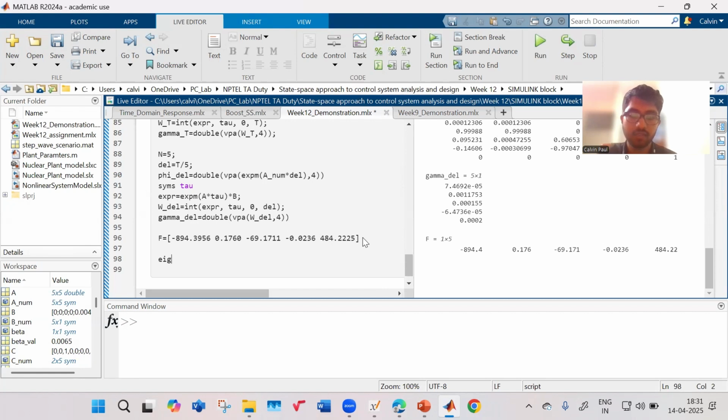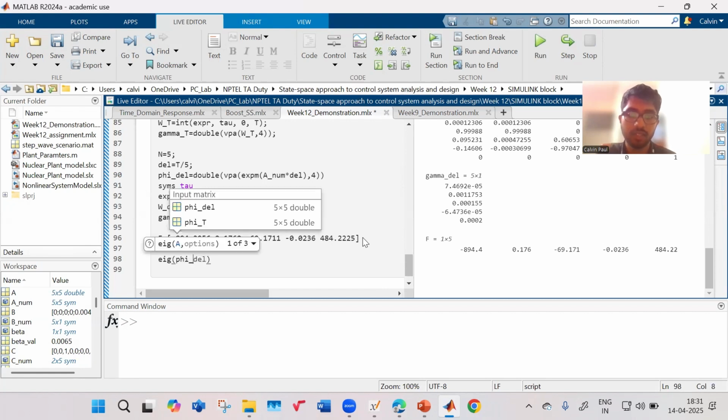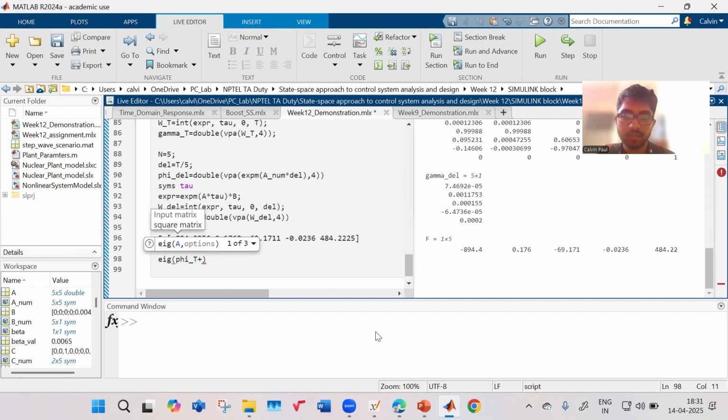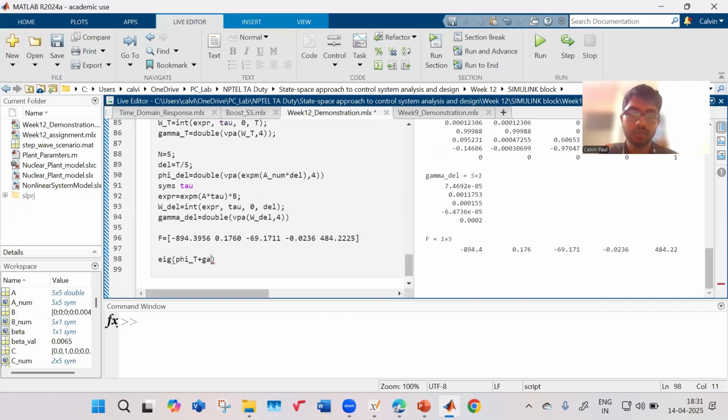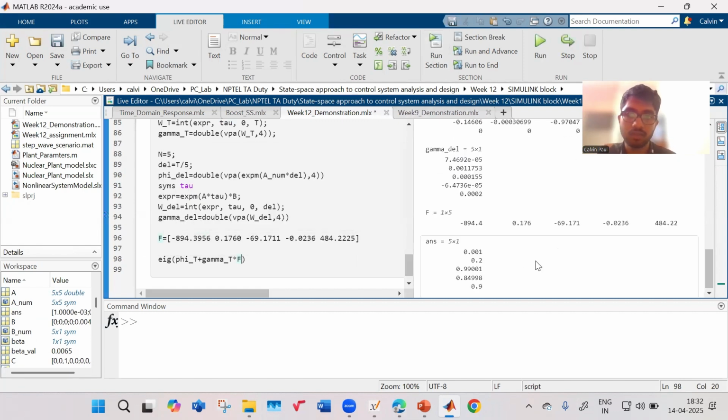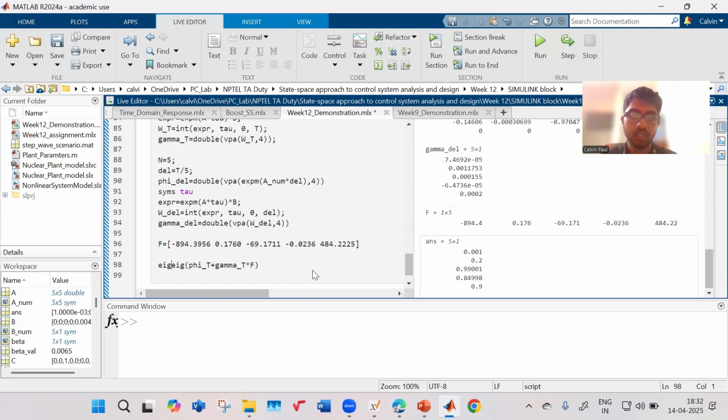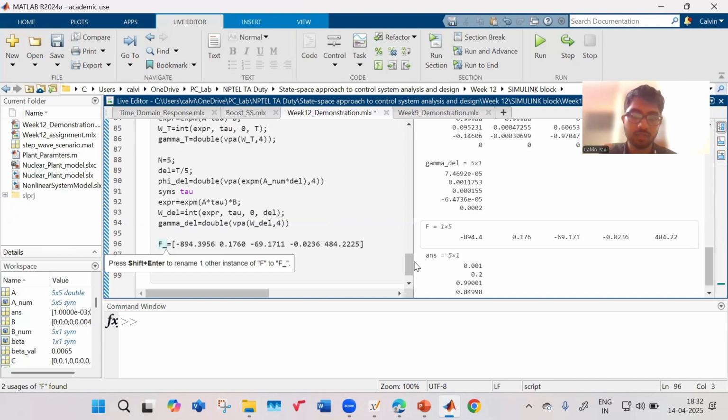And what are the eigenvalues of phi underscore t plus gamma underscore t into f? Let us run this. So these are the eigenvalues: 0.001, 0.2, 0.85, 0.9, and 0.99. Okay, so these are eigen underscore lecture. This is f underscore lecture.